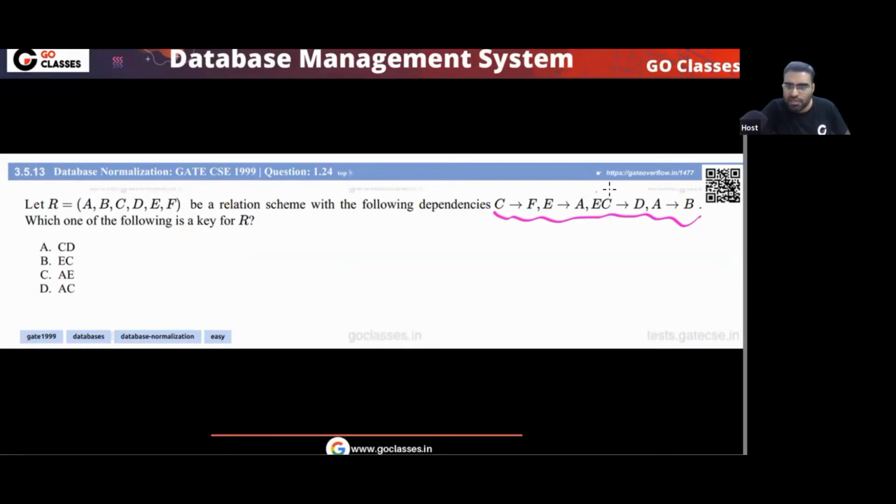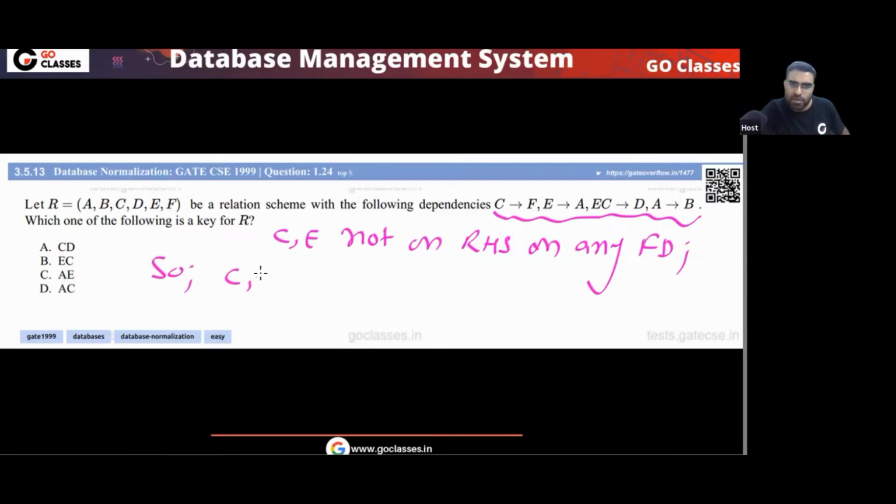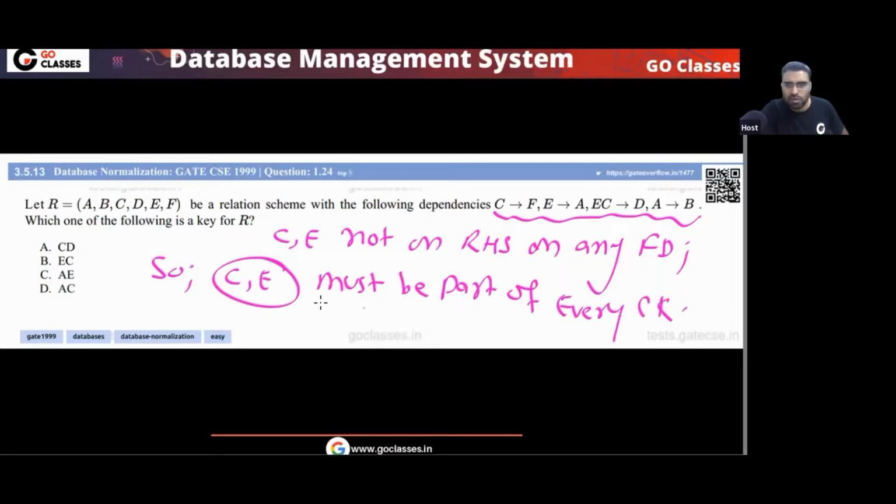You can see A is appearing, B is appearing, D is appearing, F is appearing. A, B, D, F are appearing. So C does not appear, right? So I can say that C and E are not on the RHS of any FD. Correct? So what should happen? C and E must be part of every candidate key. Yes or no?